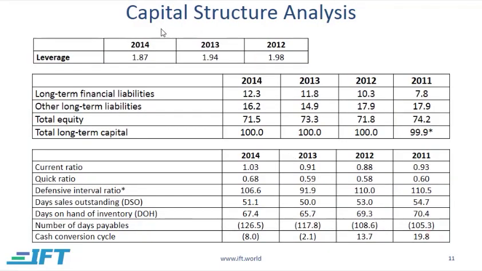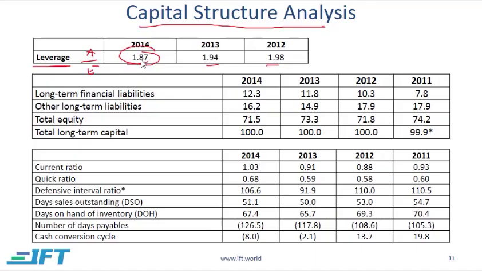Then the analyst moves towards a capital structure analysis. I did not highlight this before, but when he did the DuPont analysis, one line item was leverage. So over the last 3 years, these are the leverage numbers. Leverage is basically assets over equity. So these numbers are not changing very much. And in fact, they are going down a little, which is a positive sign, which means leverage is decreasing.